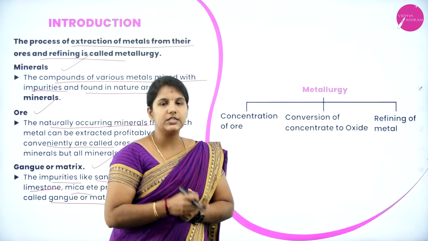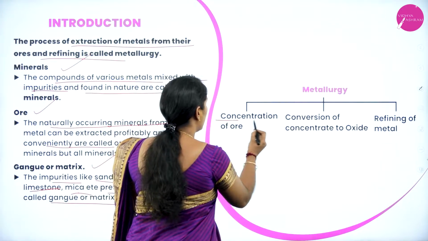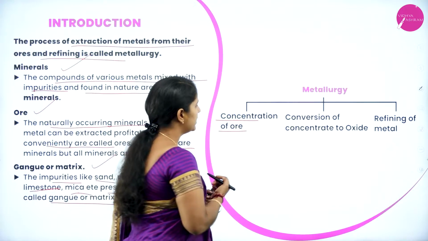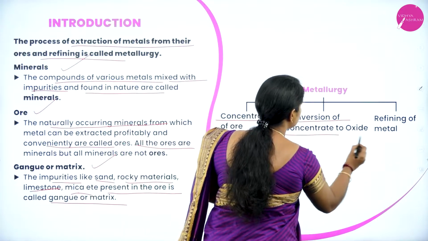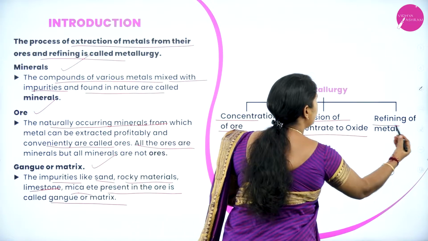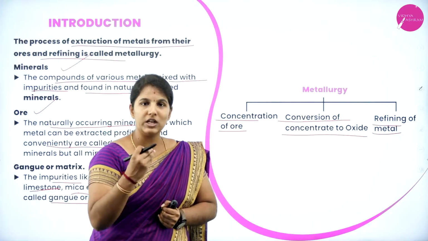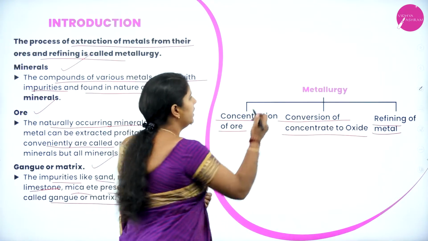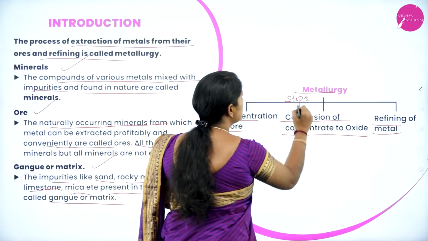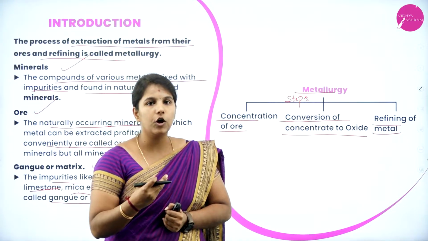So, in metallurgy, we follow three common steps. The first one is the concentration of the ore, the next one is conversion of the concentrated ore into oxide, and the third one is refining of the metal. These three are the important steps which we follow in metallurgy to obtain the pure metal.